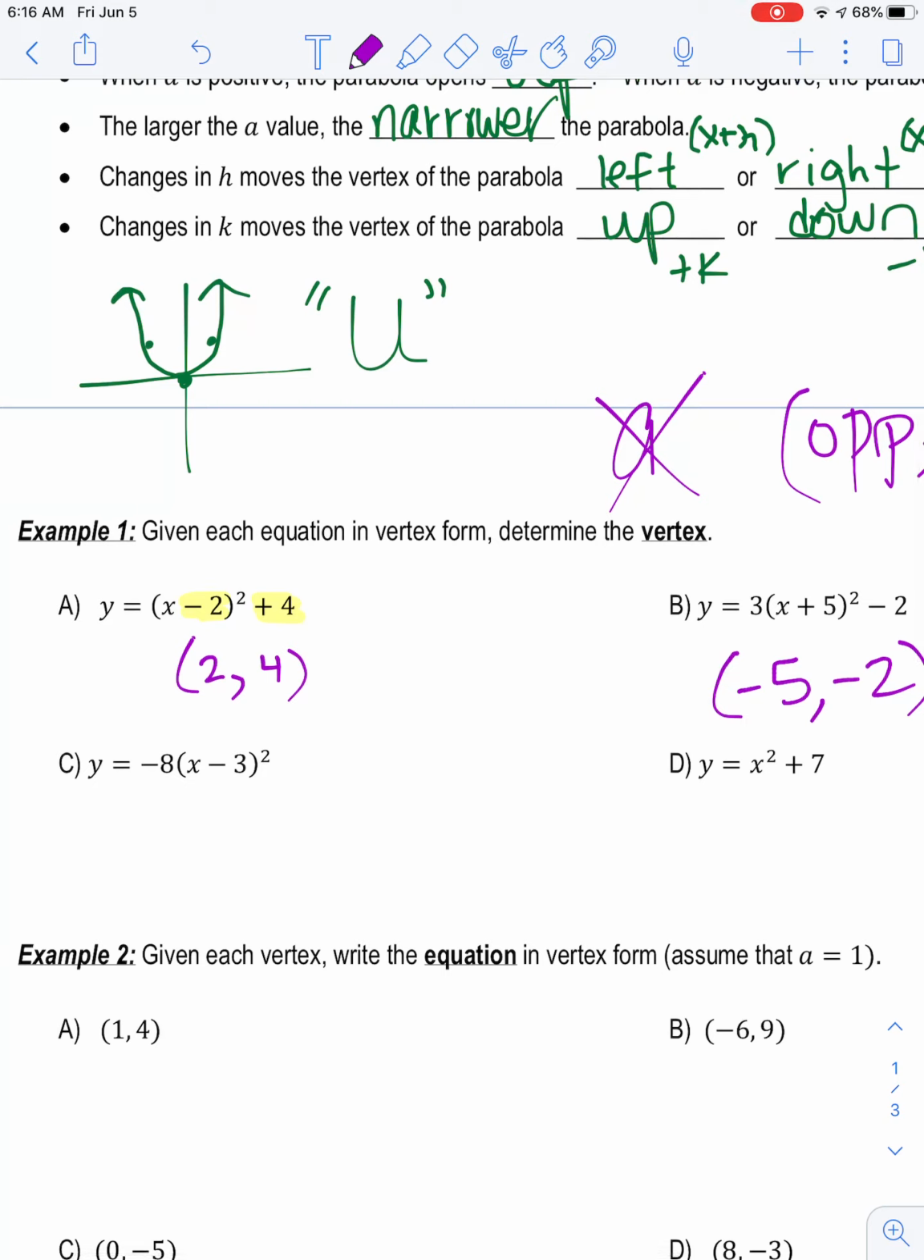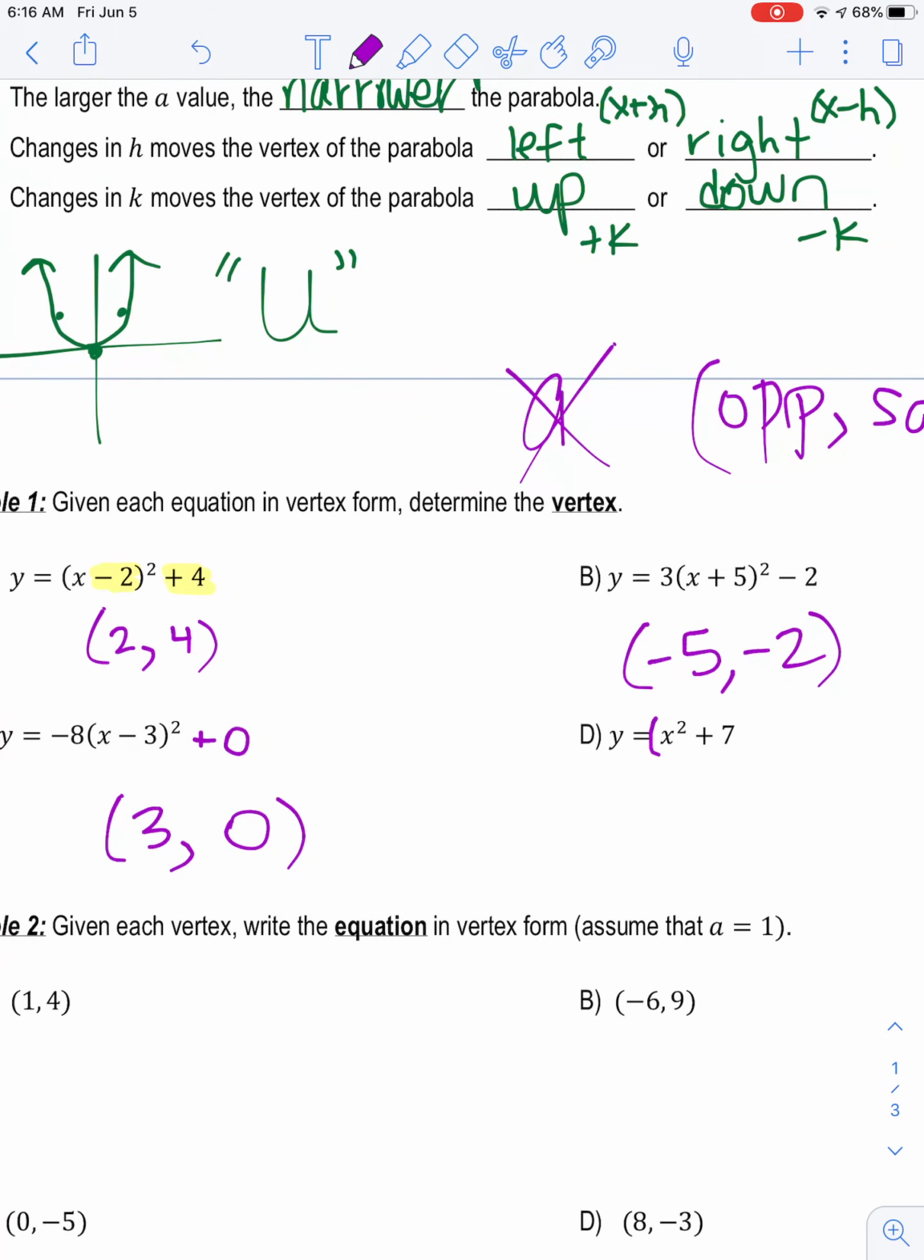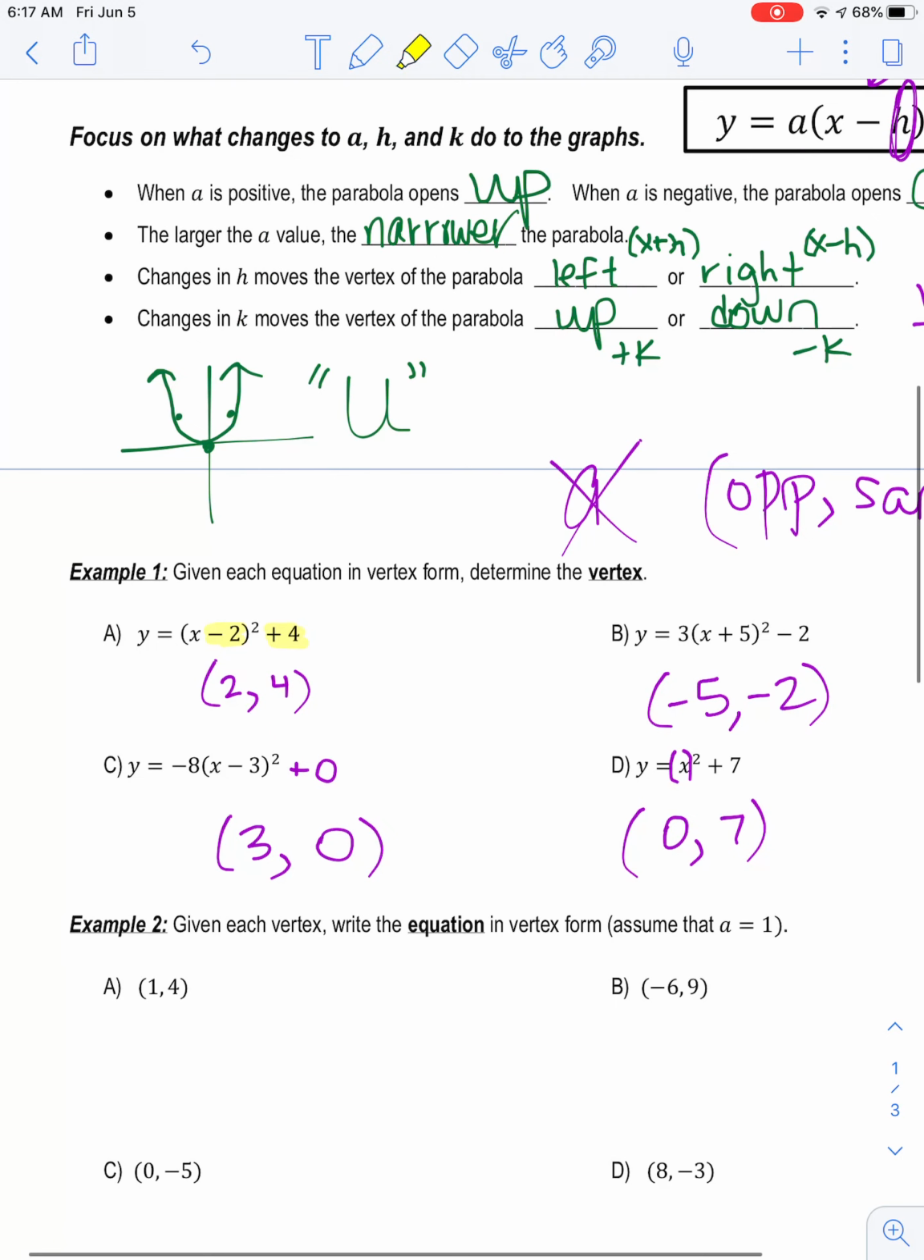Here, if I take opposite, I'm not looking at the negative 8, that's the a value, so the opposite of minus 3 is 3, and then there's a plus 0 at the end, which I keep the same. This one, there is no parentheses, so it's like just having the x being squared and that's it. So I start with a 0 and then a 7. So if I go back and highlight what I was using, once again, opposite, same, there it was just the 0 and then the 7. So that's how you identify the vertex when you're given a quadratic function in vertex form.